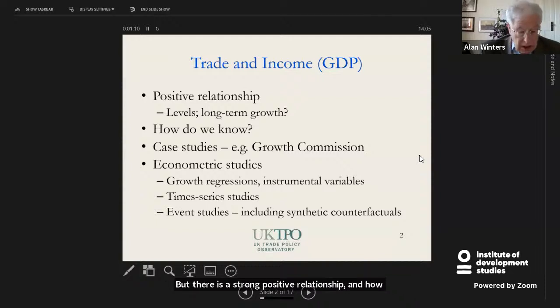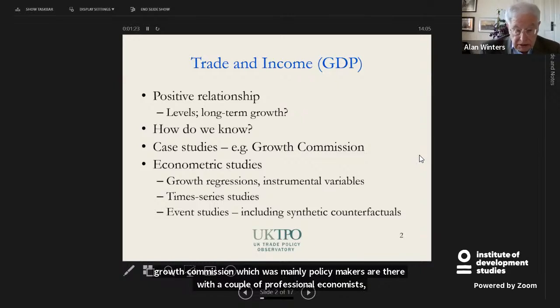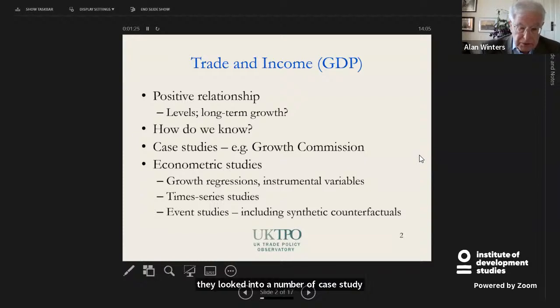And how do we know? We have case studies of particular countries. Some of you may remember the World Bank's Growth Commission, which was mainly policymakers, although with a couple of professional economists. They looked into a number of case studies, concluded that engagement with the world was a very important part of the cocktail of policies that gave you economic growth.